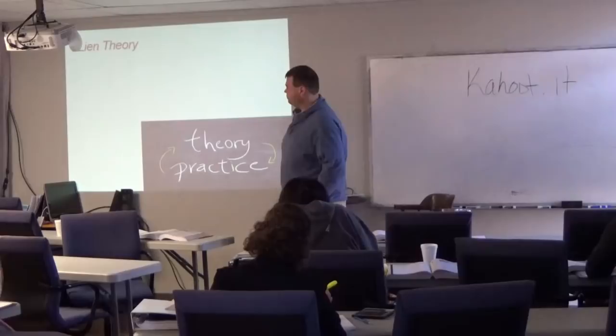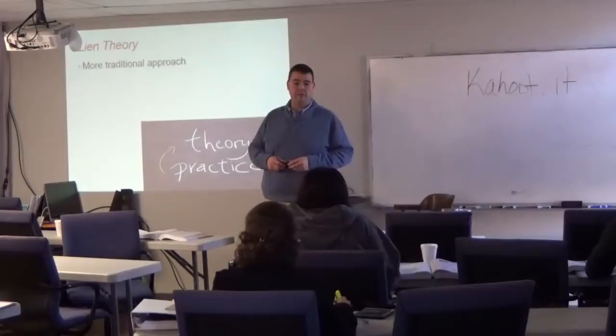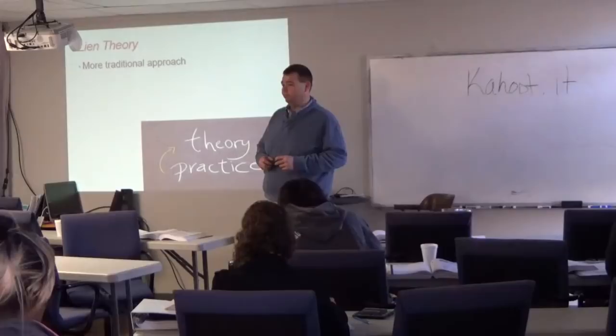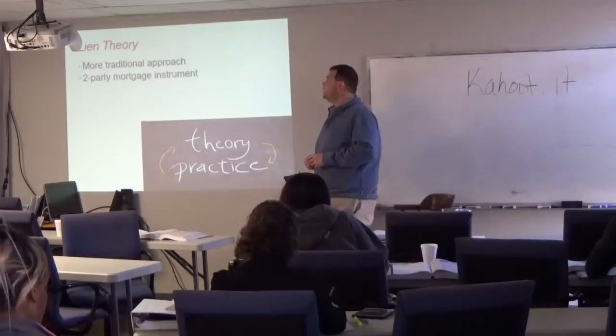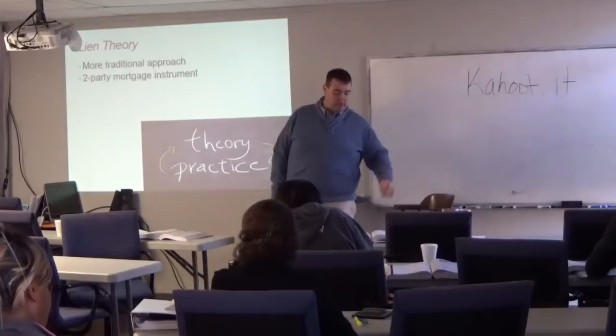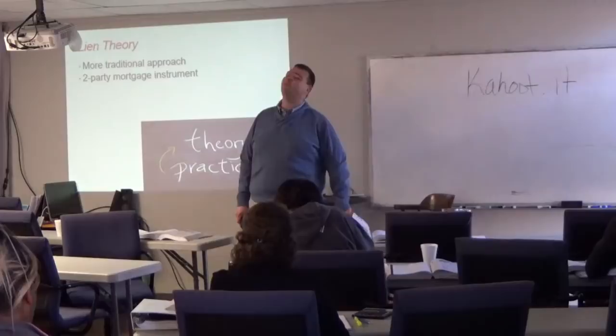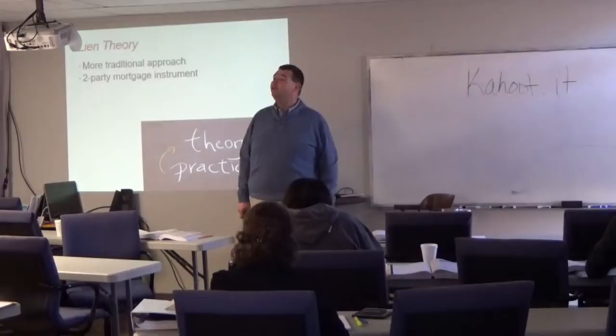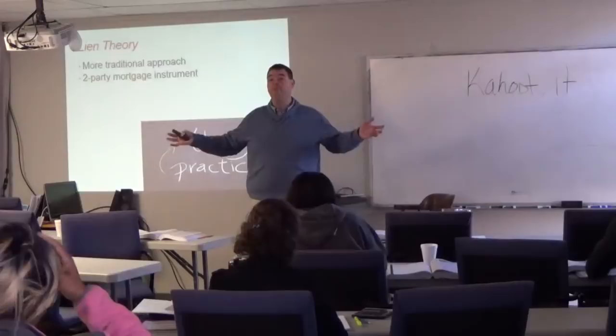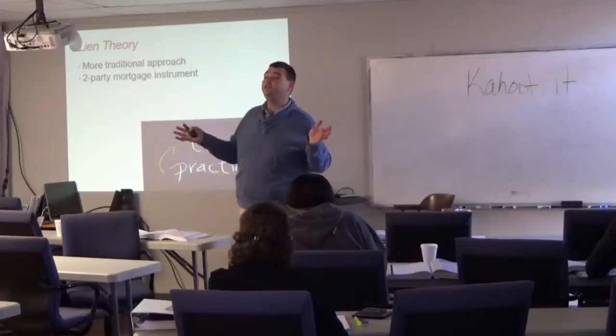Lien theory is the most old-fashioned approach to mortgage lending. It's by far the more traditional approach of the two. There are only going to be two parties involved with a lien theory mortgage. What two parties do you think they are? This should not be a tough question. If you're even remotely awake and thinking about lending, what two parties would naturally be involved in a mortgage loan? Two. Lender and borrower. Guess what? In a lien theory mortgage, this is why this is the traditional approach, those are the only two parties that are going to be involved in this thing. The lender and the borrower.